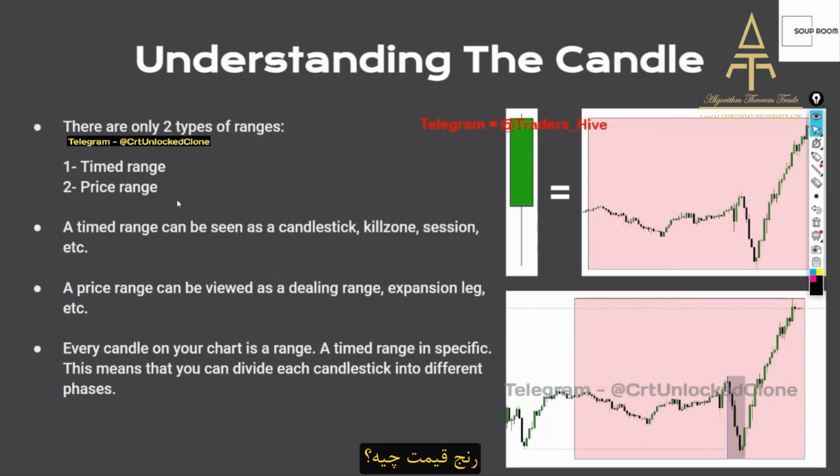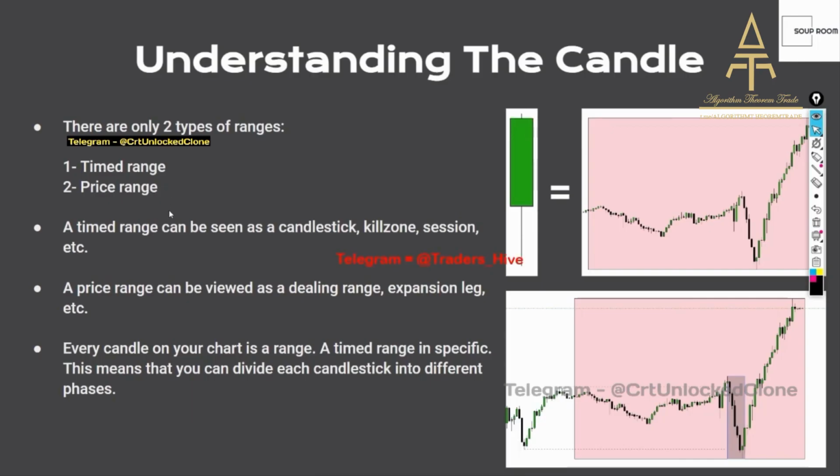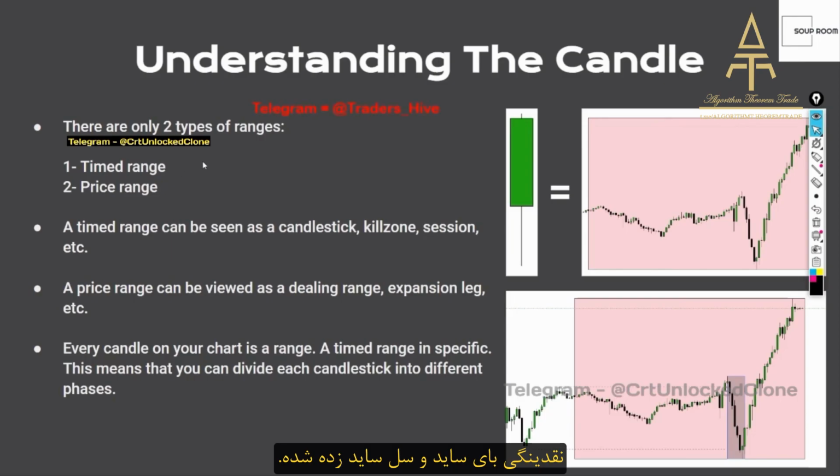What is a price range? A dealing range is a price range. Why? Because that range high and range low was solely based on price action alone. What happened in price action? For a dealing range, we took out sell side liquidity and we took out buy side liquidity. That forms the dealing range solely based on price, a price range.